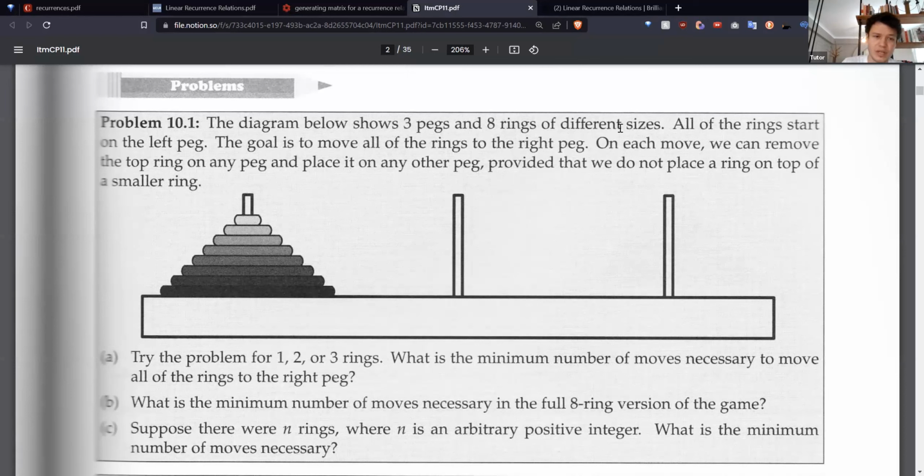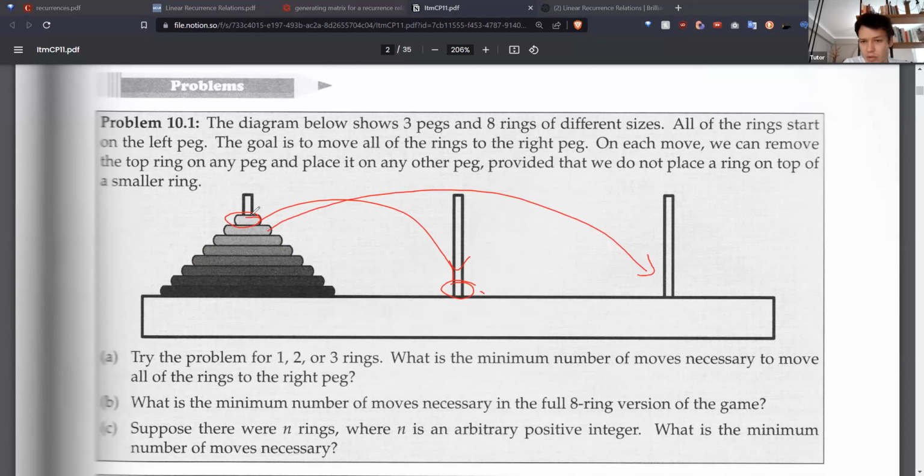First of all, when you move the rings around, you need to start with the top one, the smallest one. You can put it here, and then you can take the medium one and put it here. Now there is one rule: you cannot take a bigger ring and put it on a smaller ring. This is not allowed. But you can take a smaller one and put it on a bigger one. This one is fine. You can always take a smaller one and put it on a bigger one. You can never take a bigger one and put it on a smaller one. That is basically the rule.